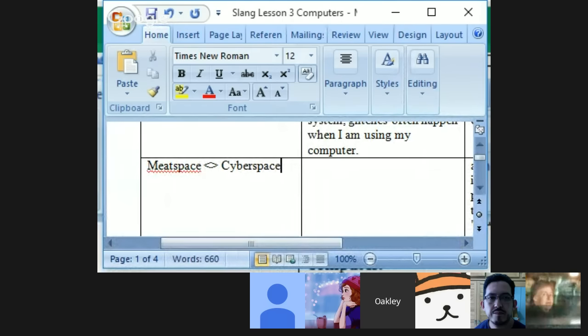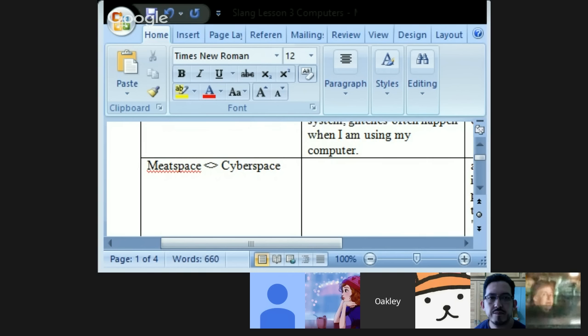Okay. Where do you prefer to spend your time, Jesus? In meat space or in cyberspace? Well, I prefer the meat space. Do you? All right. Yay! Yes. Let's hear it for meat space. Woo! Yay! Reality. Okay. I like too much to use a computer, but I prefer to talk to people in the meat space.